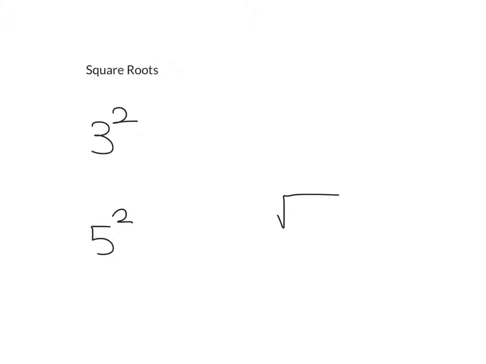So today we're going to work on square roots, which is a new concept, and it's an important one that we're going to be working on for the next couple of years throughout math. So square roots are kind of the opposites of exponents when you square something. So if you look at this problem here, 3 squared is going to be equal to 9. 5 squared is going to be equal to 25.